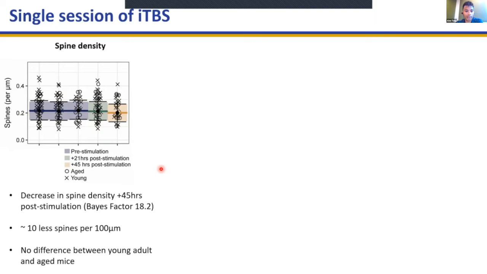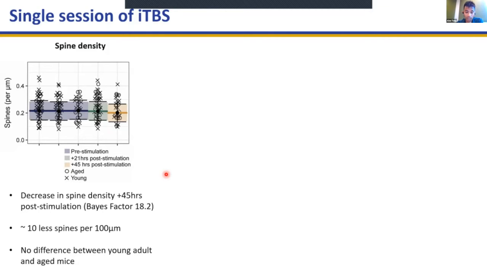So we ran our Bayesian analysis to look for evidence of change. What we found was strong evidence for a decrease in spine density at the plus 45 hours post-stimulation. Now, the data shown here is spines per micrometer. So when you extrapolate that over larger areas, say 100 microns, this results in a change of about 10 fewer spines, so 10 fewer synapses per 100 microns of a neuron.